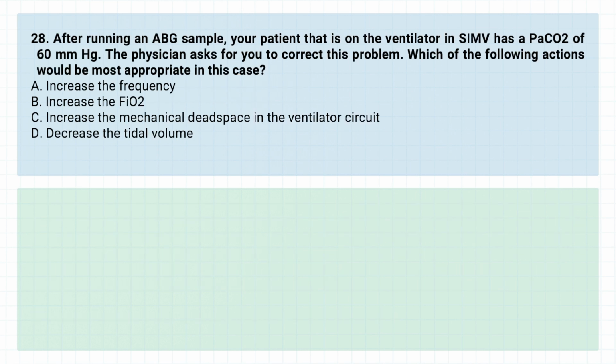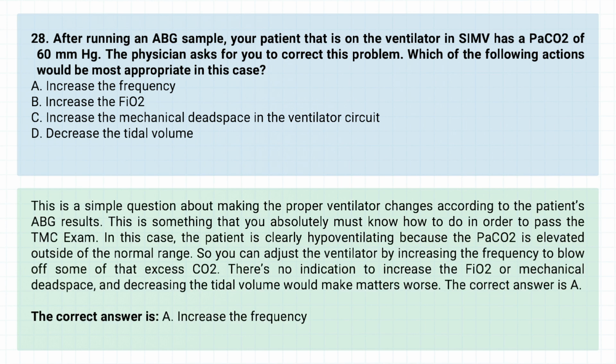Number 28. After running an ABG sample, your patient that is on the ventilator in SIMV has a PaCO₂ of 60. The physician asks you to correct this problem. Which of the following actions would be most appropriate in this case? A. Increase the frequency. B. Increase the FiO₂. C. Increase the mechanical dead space in the ventilator circuit. D. Decrease the tidal volume. The correct answer is A.